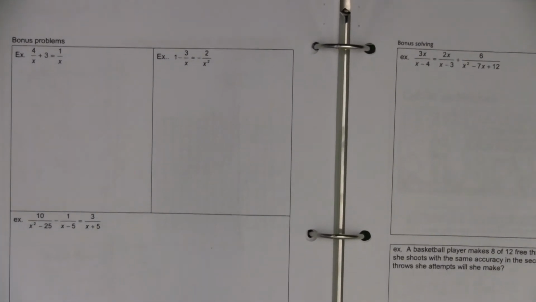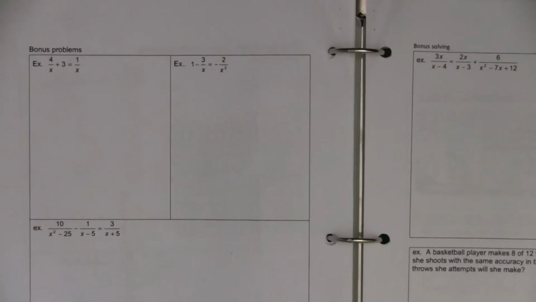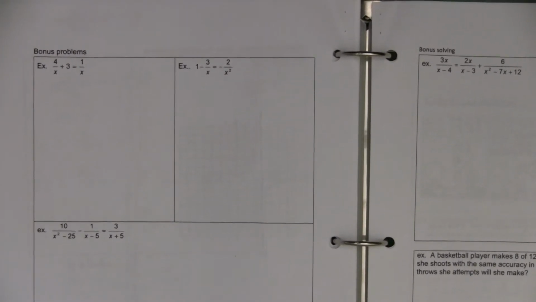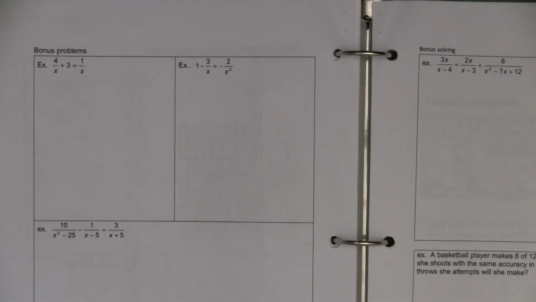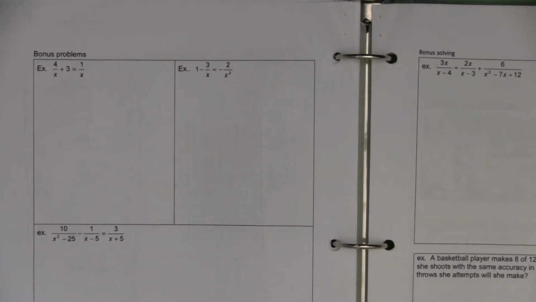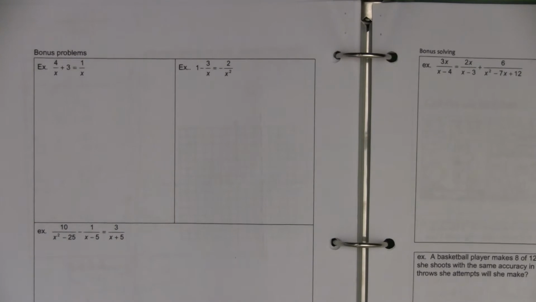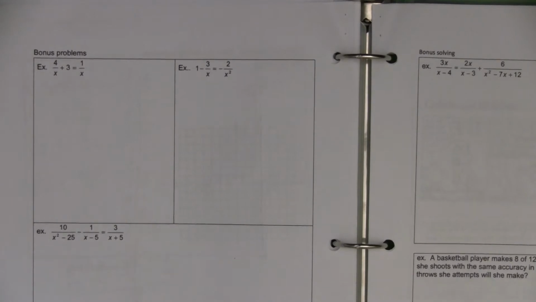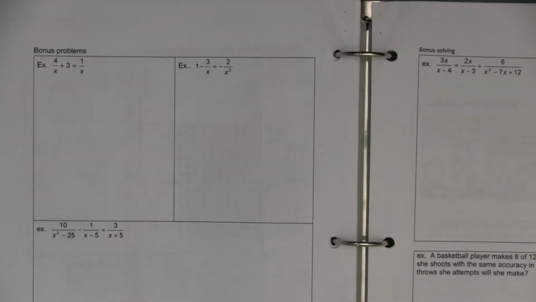I thought on Monday that we would do these problems here. If you want to pause the video and come back and give them a try on your own and see how you do, that would be great. Otherwise, here we go. These are some bonus problems that I had for chapter 7. So this is 4 over x plus 3 equals 1 over x.